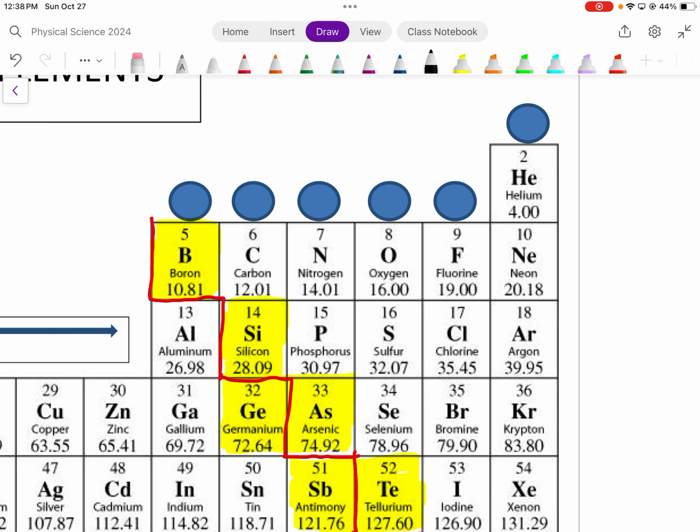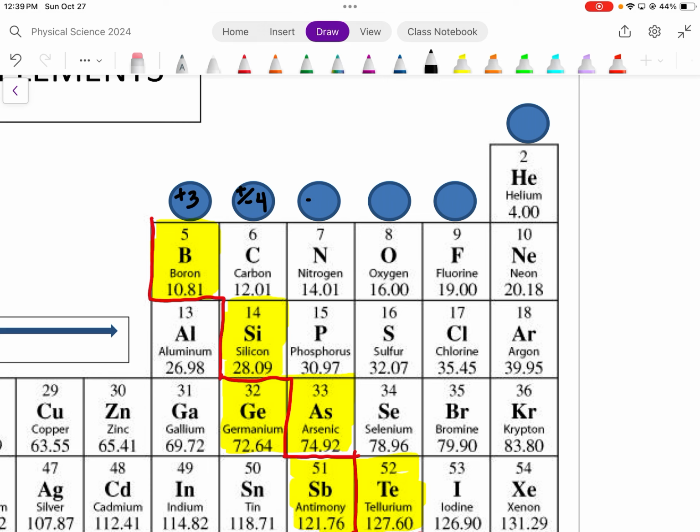Group 3, +3, meaning group 3 wants to lose 3 electrons. Group 4 could go either direction. Group 4 could lose electrons or gain electrons, so I'll do plus or minus 4. So this just depends on what the element is combining with. So depending on what it combines with, it might gain 4 electrons, it might lose 4 electrons.